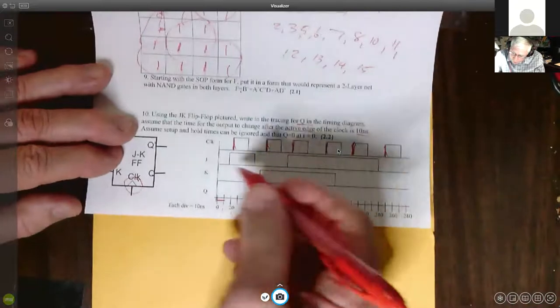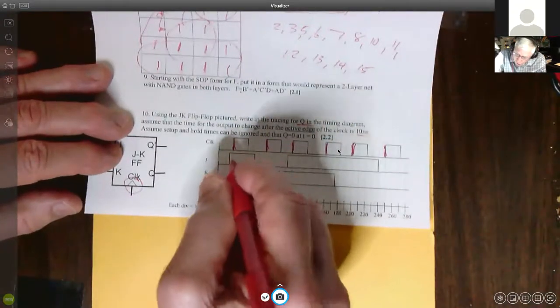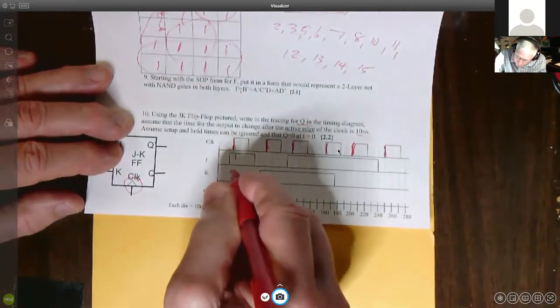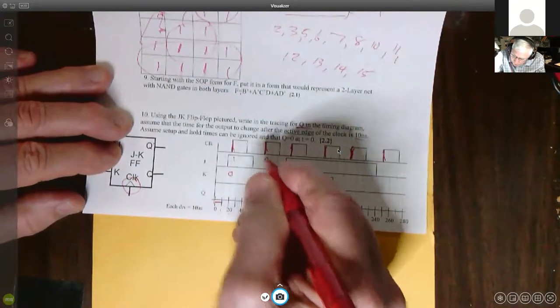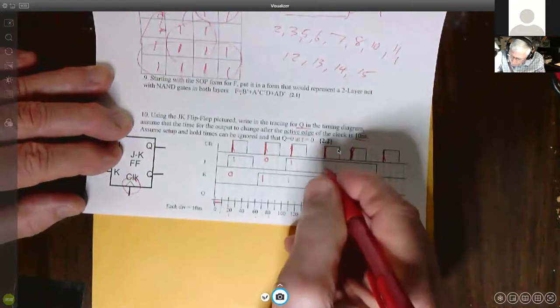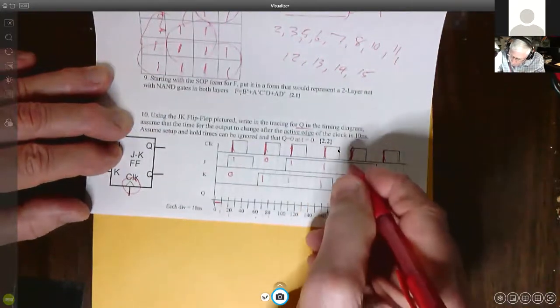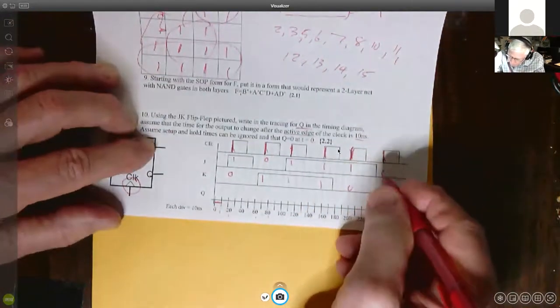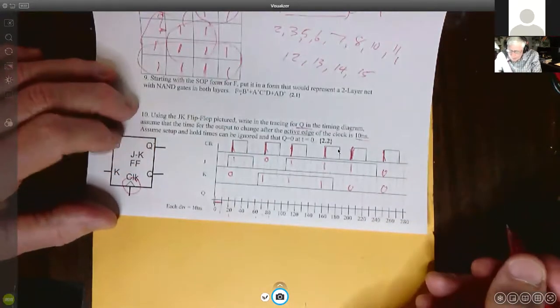Okay, and then we have J. So at this rising edge, J is a 1, K is a 0. At this rising edge, J is a 0, K is a 1. This rising edge, 1, 1. This rising edge, 1, 1. This rising edge, 1, 0. And here, 0, 0. Okay?